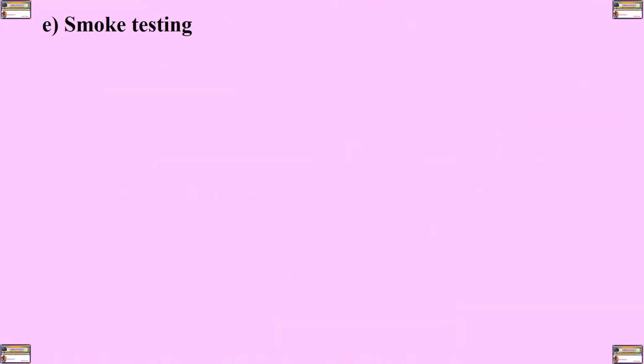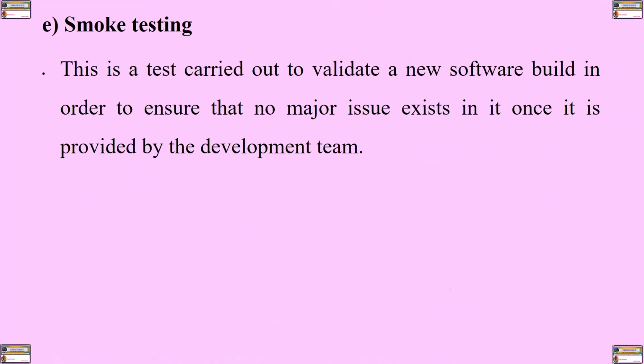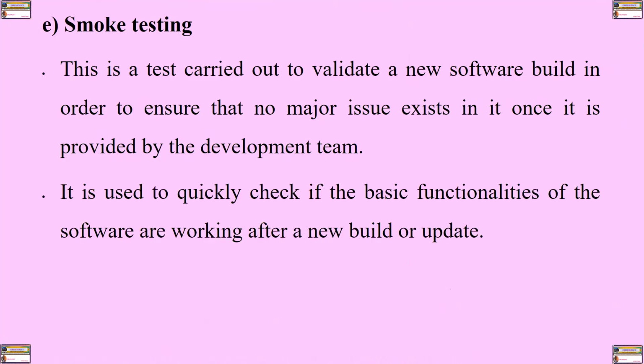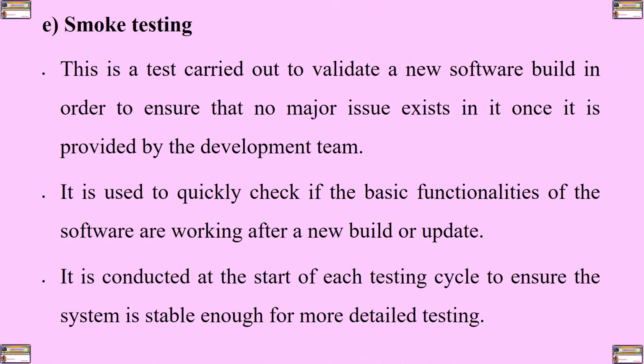The fifth type of testing is smoke testing. Smoke testing is a test that is carried out to validate a new software build in order to ensure that no major issue exists in it once it is provided by the development team. It is used to quickly check if the basic functionalities of the software are working after a new build or update. It is conducted at the start of each testing cycle to ensure that the system is stable enough for more detailed testing.